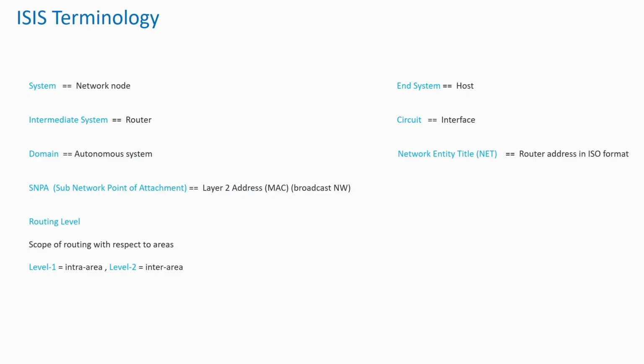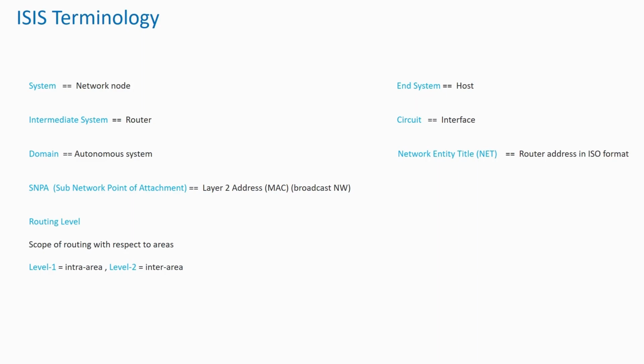So let's correlate the terminologies used in the OSI network versus the terminologies used in TCP/IP based networks. System means a network node, an end system refers to a host, an intermediate system is a router, circuit refers to an interface, domain is an autonomous system, and network entity title is a router address in ISO format.